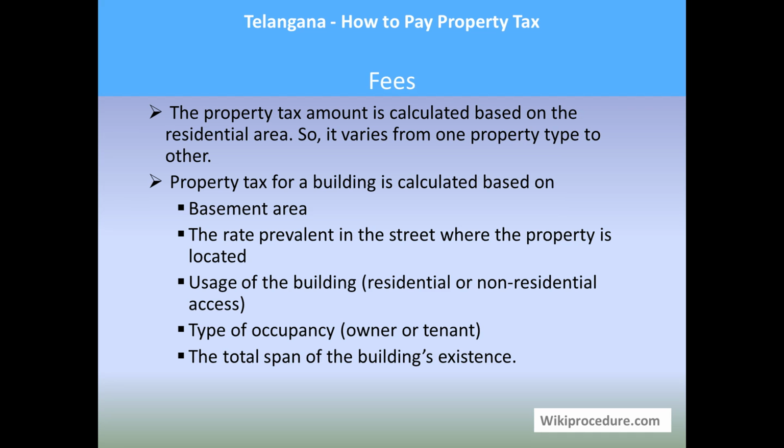Fees: the property tax amount is calculated based on the residential area, so it varies from property to property and place to place. Property tax for a building is calculated based on the basement area, the rate prevalent in the street where the property is located, meaning benchmarked amount. Usage of the building, residential or commercial. Type of occupancy, owner or rented out. The total span of the building's existence, how long it has been built, are the criteria which are taken into consideration for assessment of the property tax amount.